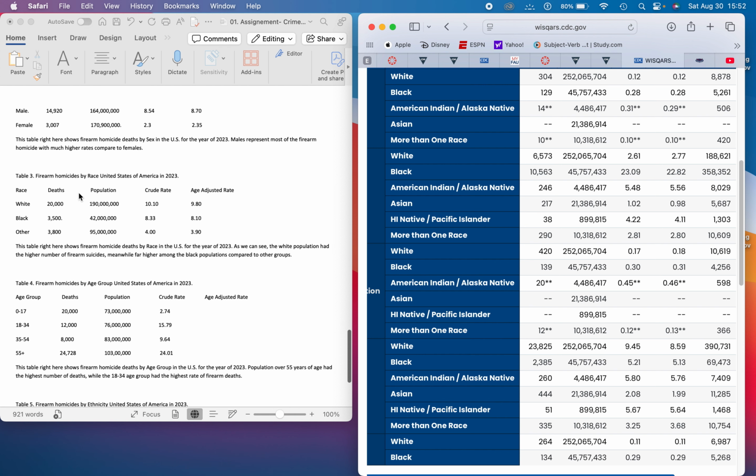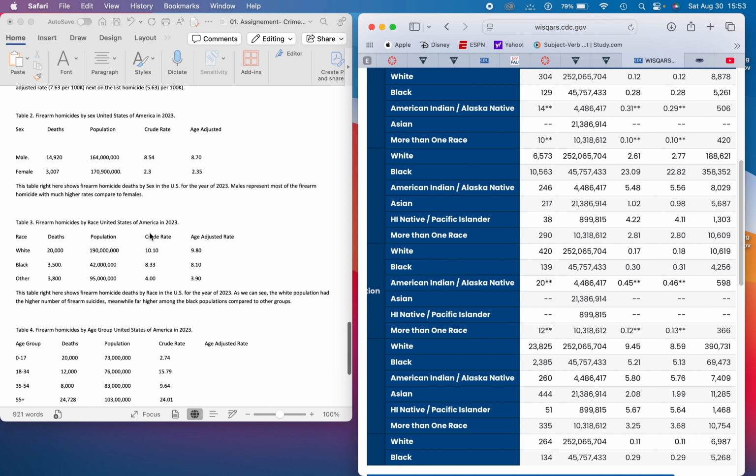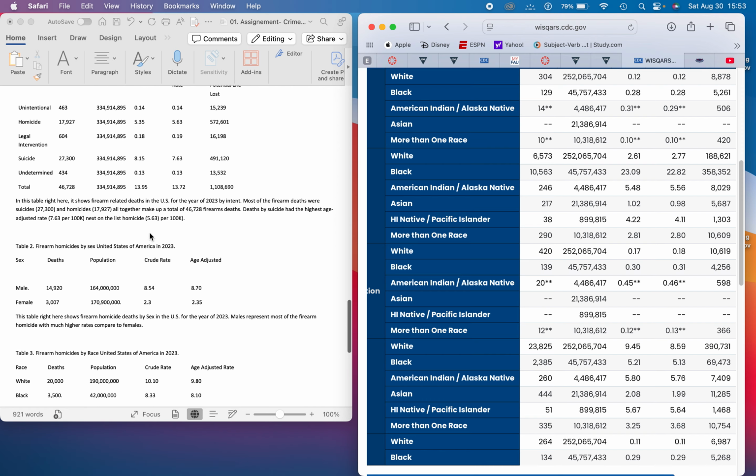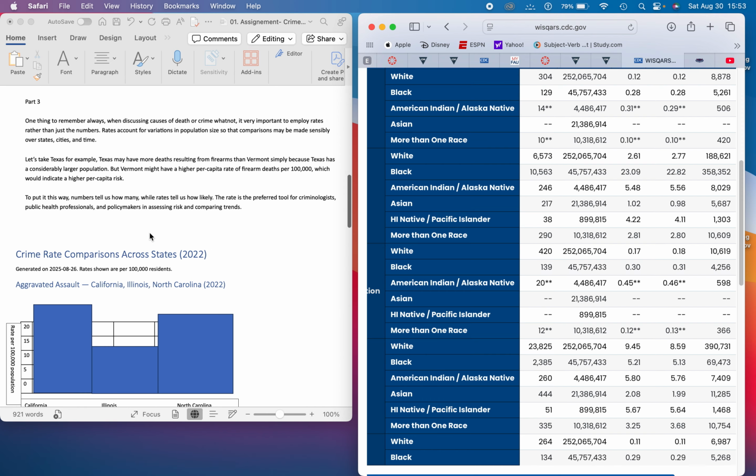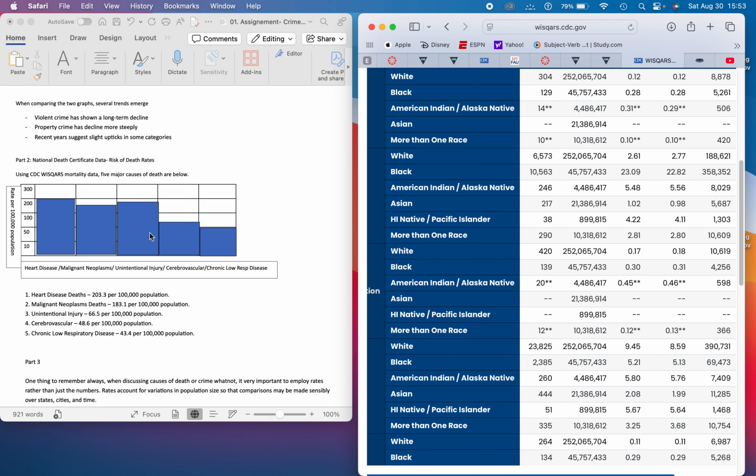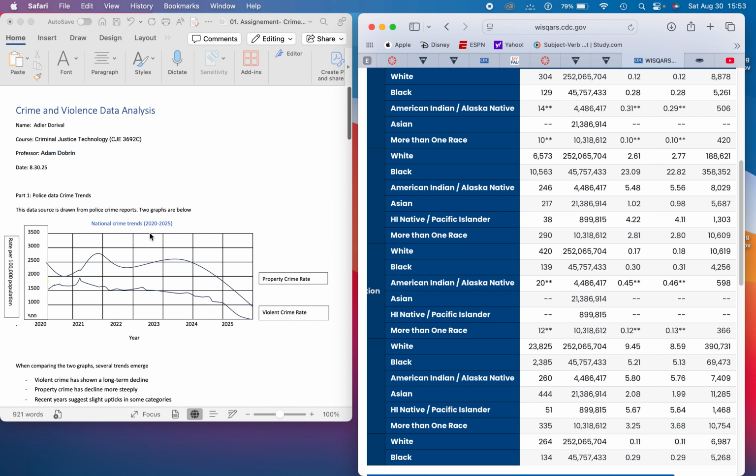And table 3 by race, the whites 20,000, but we look at the population of the whites, 190 million, and blacks, 3,542 million. Okay, and we got the other, which is 95 million, and the rate 10%, 8.4%. Yep, this is it. This is where I conclude my presentation.